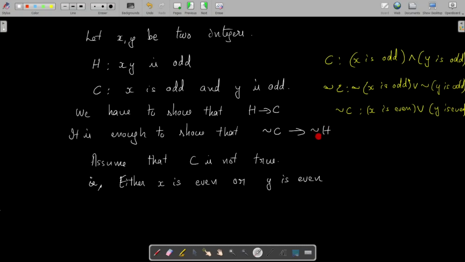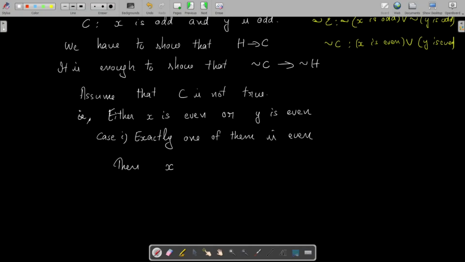And we have to show that negation of h is true. Negation of h means x into y is even. So we consider here x into y. Before that, x is even or y is even means that either x is of the form 2k or y is of the form 2k, or both of them are of the form some 2k and 2k dash respectively. So we assume the case that exactly one of them is even. In that case, let us take x as even, so x equal to some 2k, and y is not even. Therefore y is of the form some 2k dash plus 1.